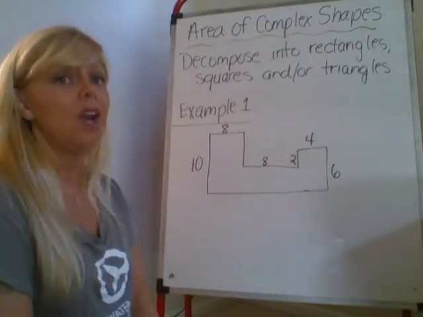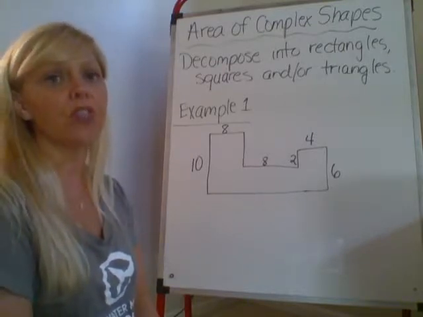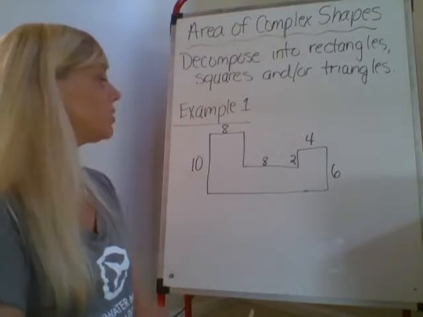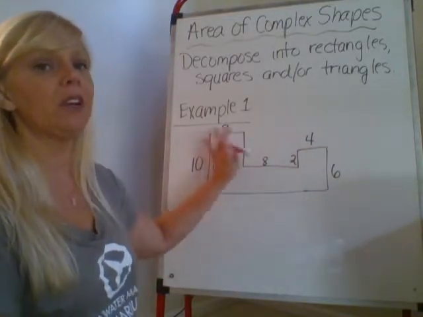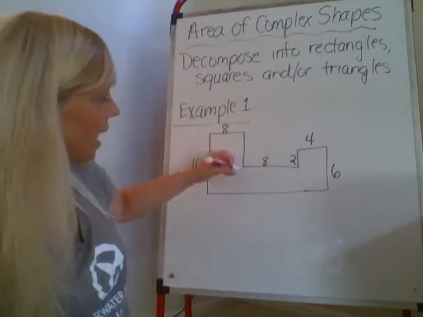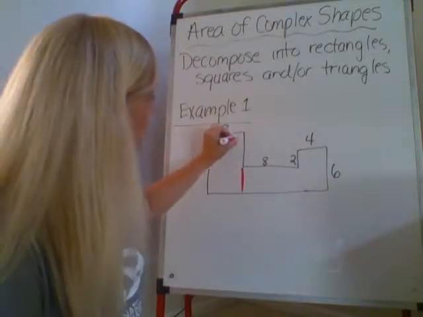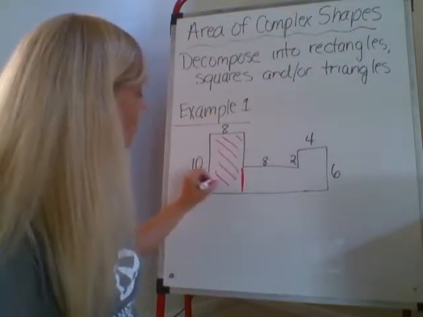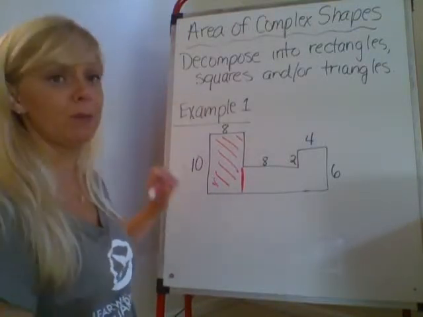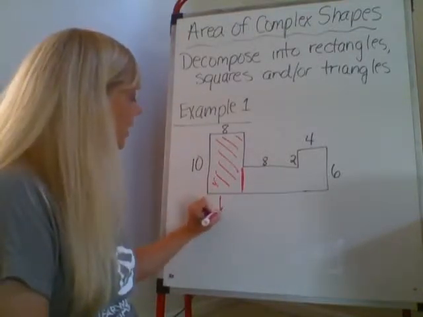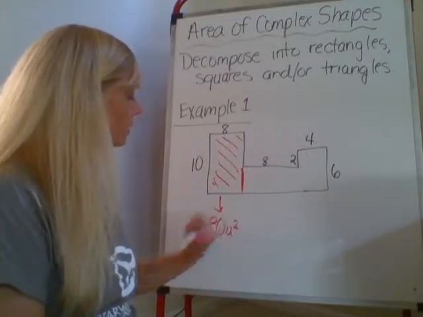All right, so I'm going to go ahead and break this into 3 rectangles. This first one right here, I can see pretty quickly, and this one right here, I can see pretty quickly. So I'm going to use my red marker and break off that piece right there. So we have 8 times 10. This piece right here is going to be 80 square units. So I'm going to put units squared.